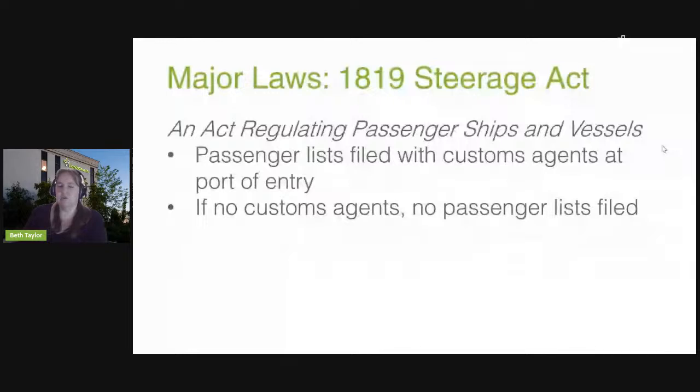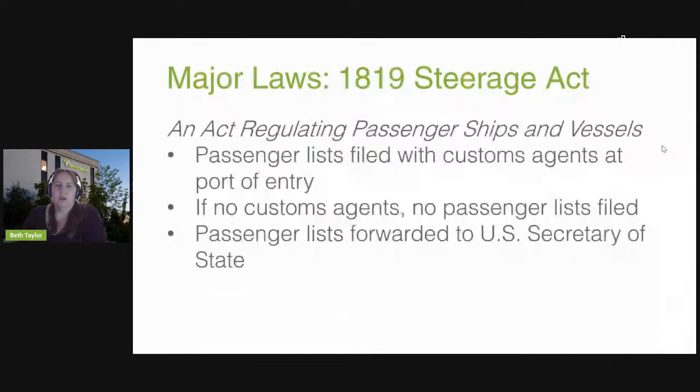This act did require that those passenger lists be filed with a customs agent at the port of arrival. And if there was no customs agent, they did not keep passenger lists. So early on, there's not as many passenger lists as we would like, and tracking immigrants can be a little bit more difficult. Those passenger lists were forwarded to the U.S. Secretary of State. And this law did go into effect the 1st of January of 1820.